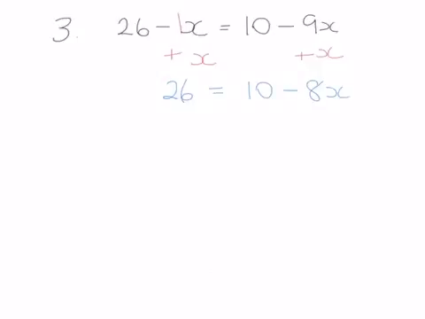Then trying to get the x's by itself, here's this 10, it's actually a plus 10. So the opposite of adding 10 is subtracting 10. Do that to both sides, and I'm left with 16 equals minus 8x. Now this is a minus 8 times x. So the opposite of timesing by negative 8 is dividing by negative 8. Do that to both sides.